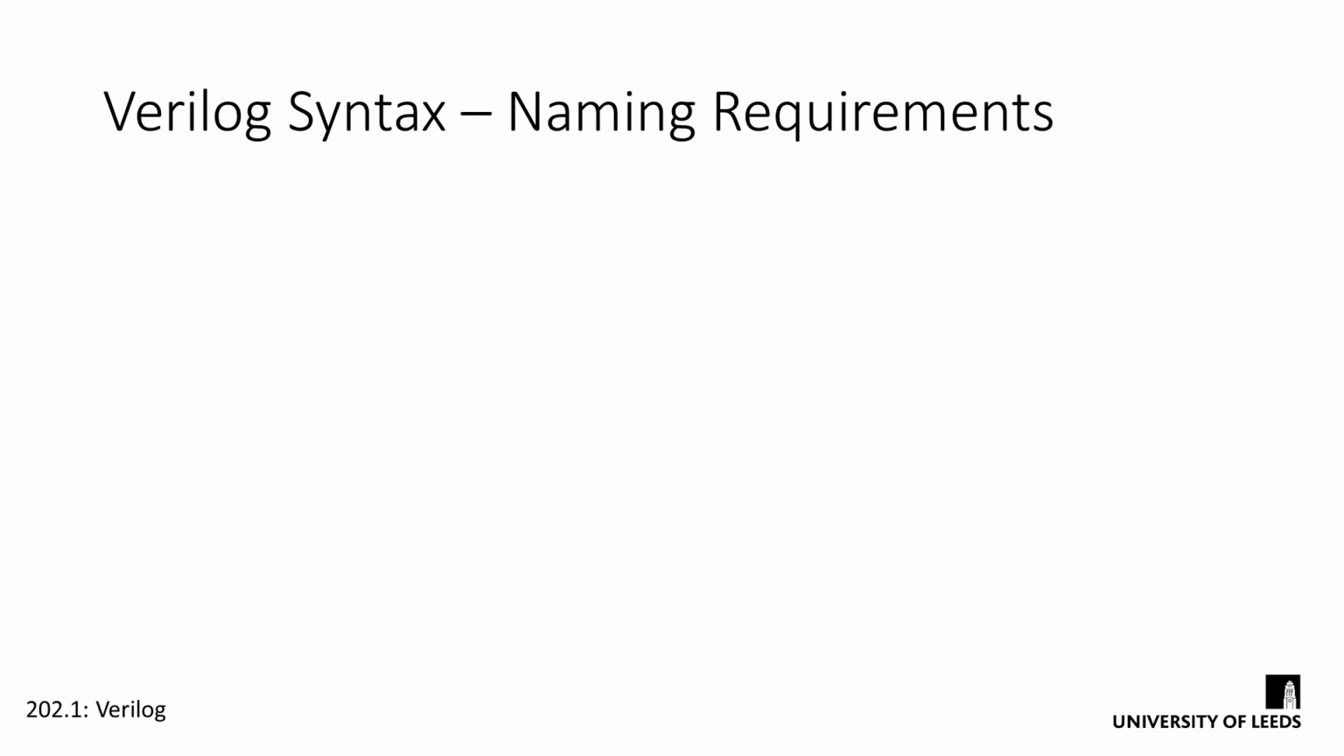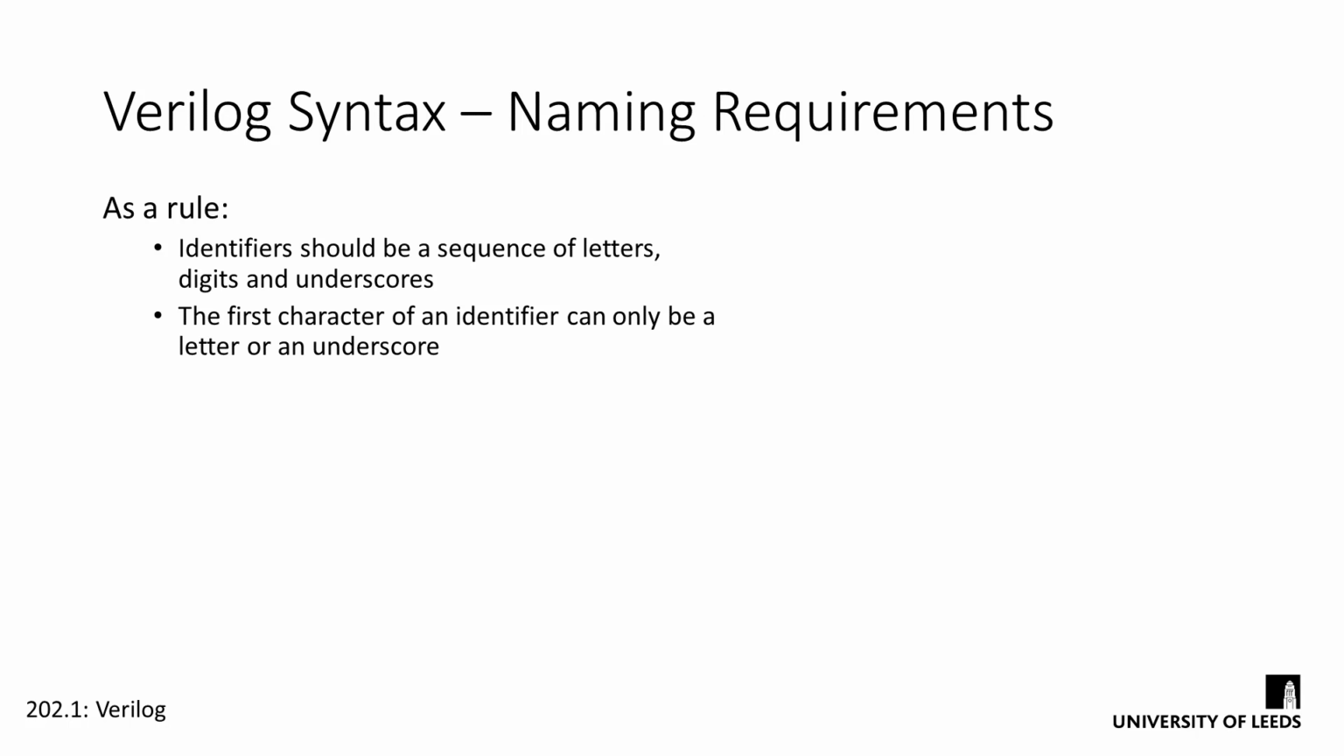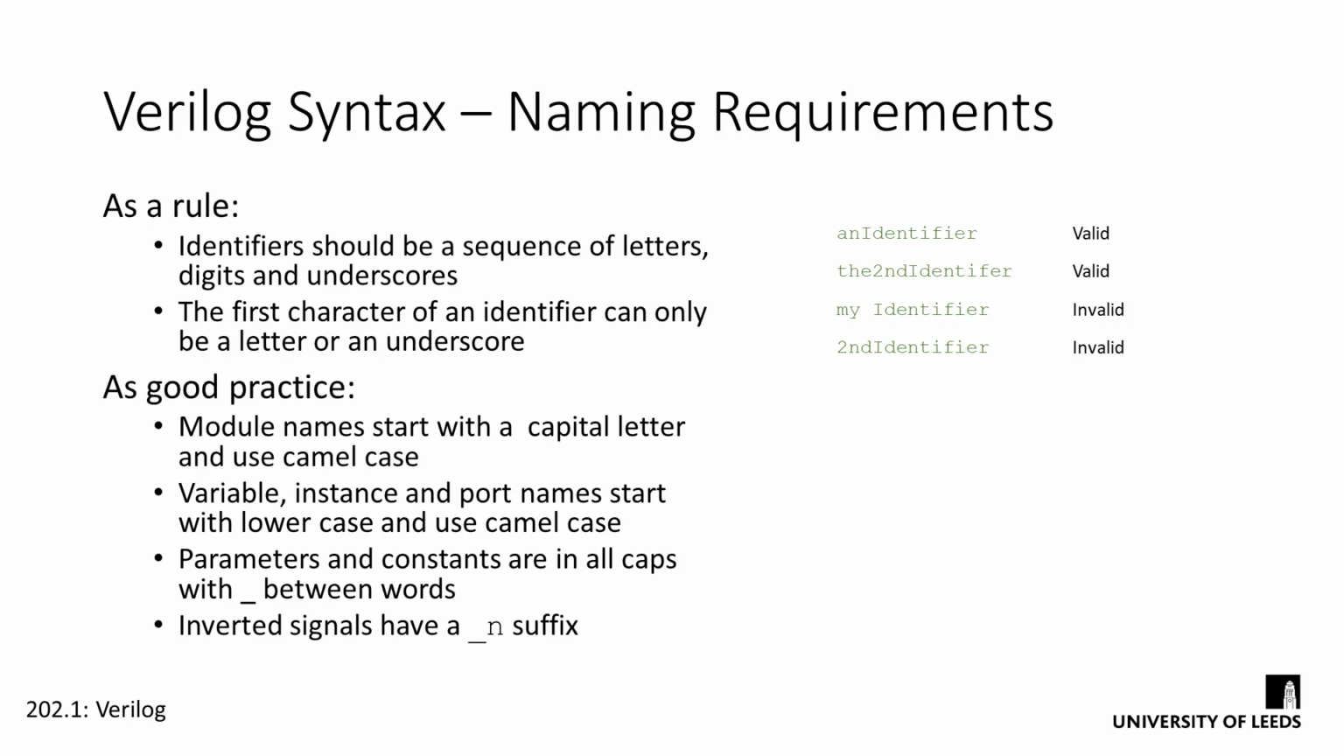Now in Verilog there are a couple of explicit rules which need to be followed when naming your identifiers. All identifiers should be a sequence of letters, digits and underscores. As with most programming languages, we can't use spaces or symbols, but you should know that by now. In Verilog, the first character of an identifier can only be a letter or an underscore, so we can't start with a number. Taking a look at the examples here, the top two are valid, as they start with a letter and don't contain any spaces, whereas the bottom two are invalid due to the space and starting with a number.